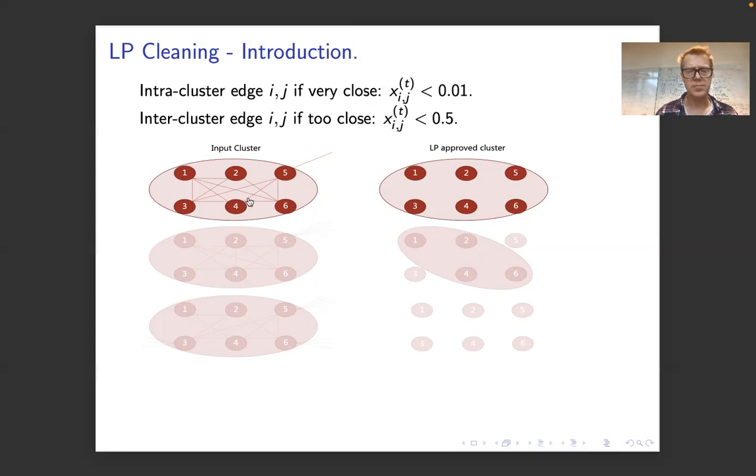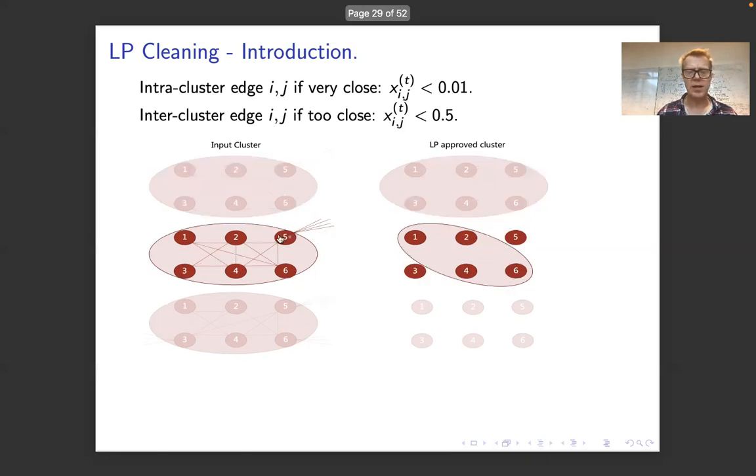Now, the world is not perfect. There may be some errors, so we may actually keep this whole cluster. But now we have a case like this one, where the species 5 is too close to many things outside. Well, then the LP is paying a lot, and we kick out 5. We could also have that 3 is only very close to few things inside the cluster. And again, the LP is not doing too well, because it should be close to everything. So we actually kick 3 out.